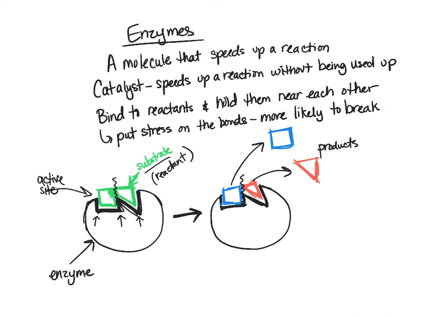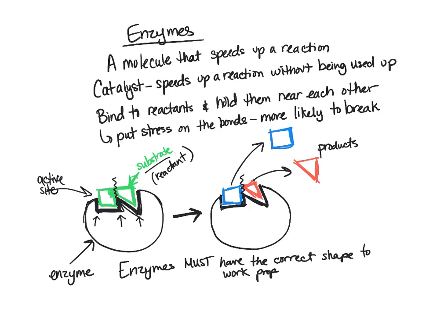And so enzymes must have the correct shape in order to work. This is important because, as we said, it's like a key in a lock. If we change that lock, then the key will not fit in it. If it doesn't fit the key, then we're not able to go through that reaction, and the enzyme is worthless. It won't work.